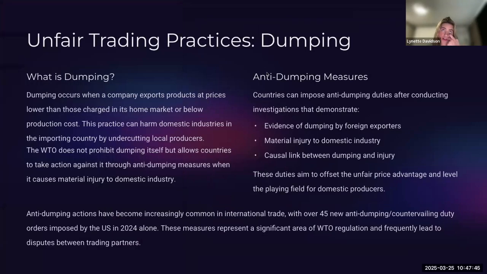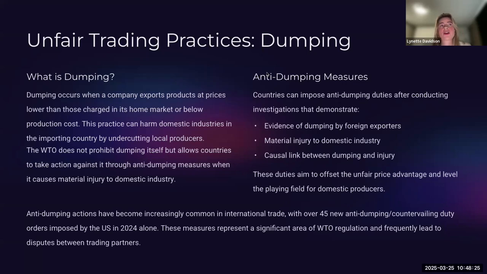Now, there are also unfair trading practices, namely dumping. What is dumping? Dumping basically occurs when a company exports products at prices lower than those charged in its home market or below production costs. Now, what is the danger here? This can cause severe damage, because you can harm domestic industries, meaning industries within your own country, if the importing country's local producers are undercut.